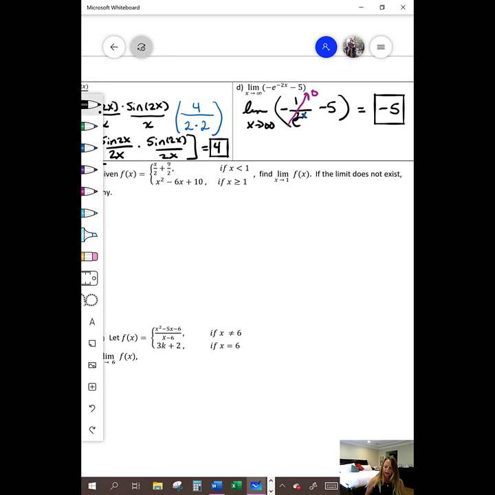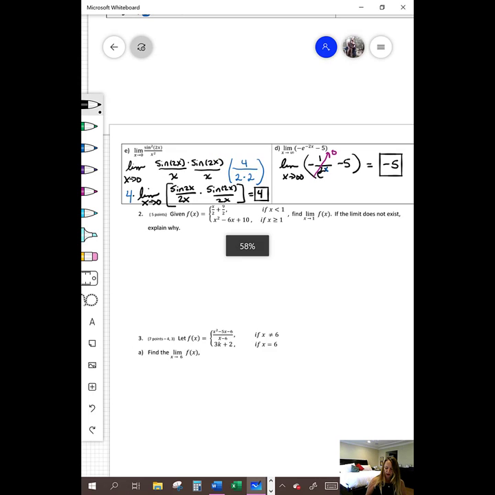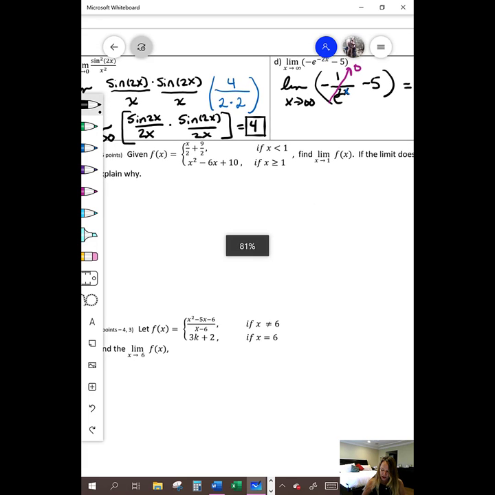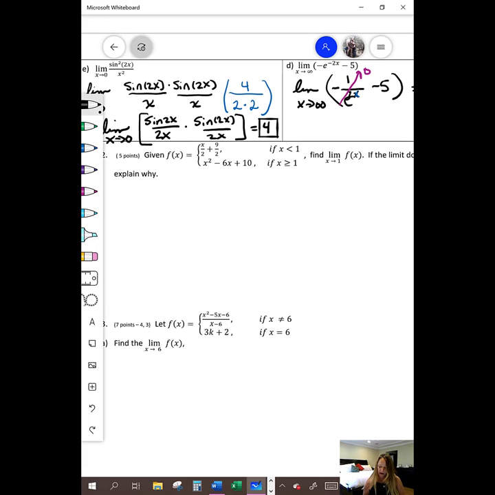Okay, so that was number 1. Number 2, we have a piecewise function, and we want to find the limit as x is approaching 1. If it doesn't exist, we need to explain why. In order for a limit to exist, the left-hand side has to equal the right-hand side. So when we look at the limit as x is approaching 1 on the left, that's for values which are less than 1, and so we want to use the first equation, x over 2 plus 9/2.